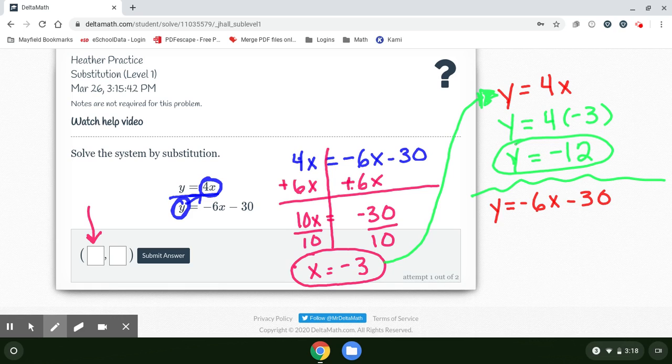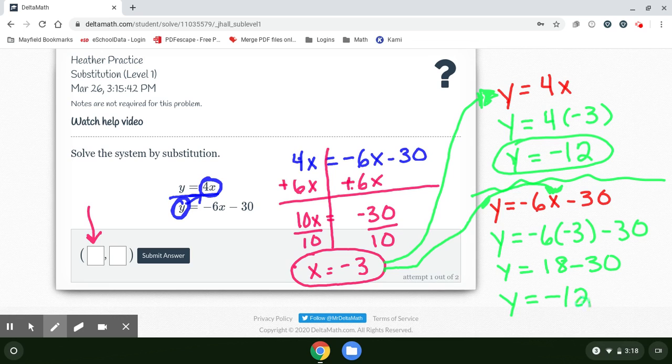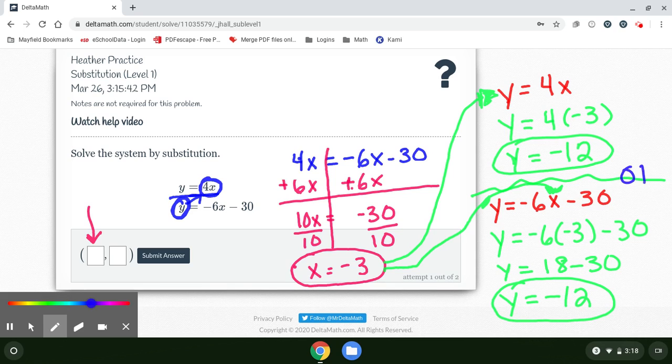Now, just for the sake of showing you, it really does not matter which equation I put it in. Say I take the x and I choose to use this second equation here. So I'm going to put the x in there. I would end up doing negative 6 times negative 3 minus 30, which gives me 18 minus 30. And the answer to that is also negative 12. So it's a way I can check. I only have to pick one of them, like I said, to find my second point. So I'll put an or here.